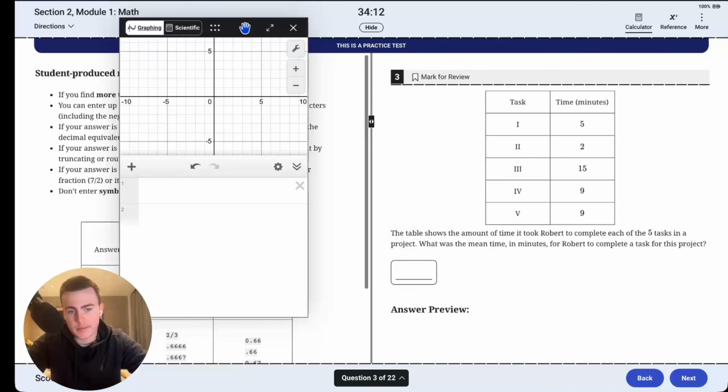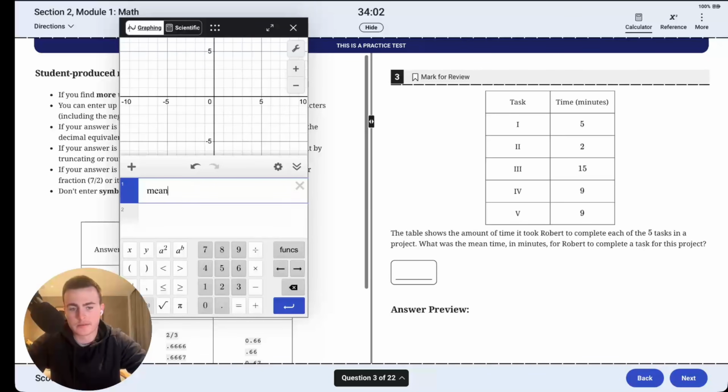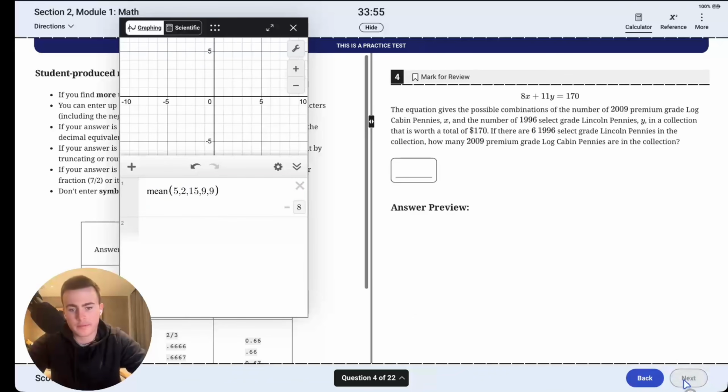So the table shows the amount of time it took Robert to complete each of the 5 tasks in a project. What was the mean time in minutes it took him to complete a task? So you're just doing the mean of these. It's really easy. 5, 2, 15, 9, 9. So the mean is 8. That's it. Okay, move on.